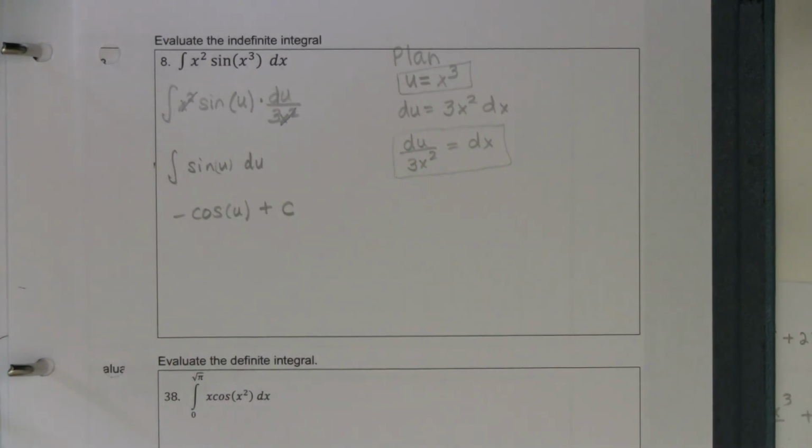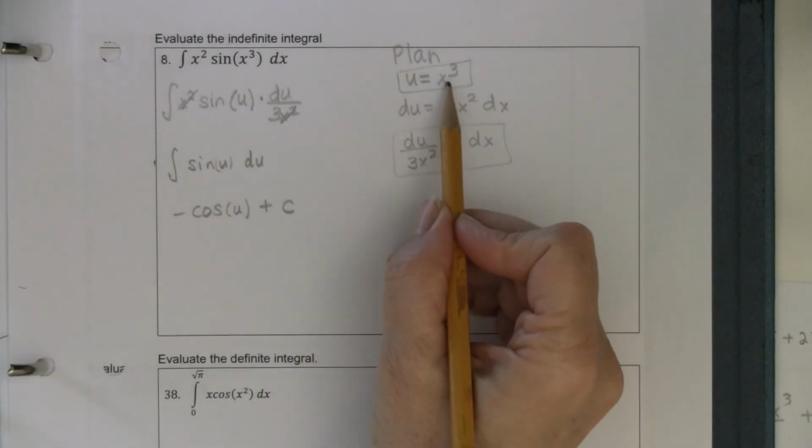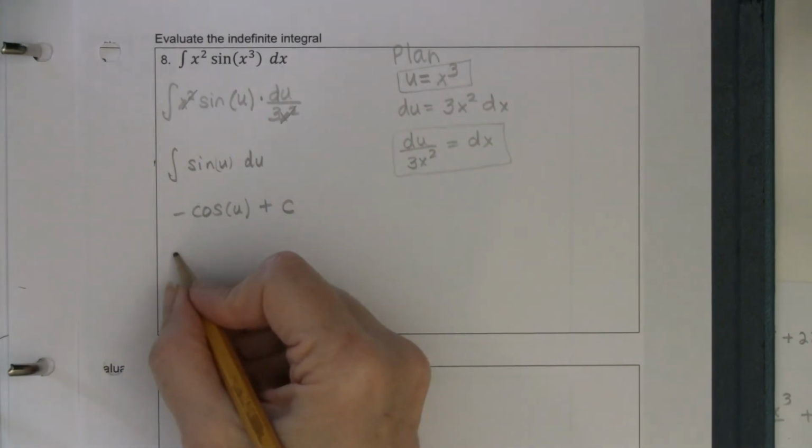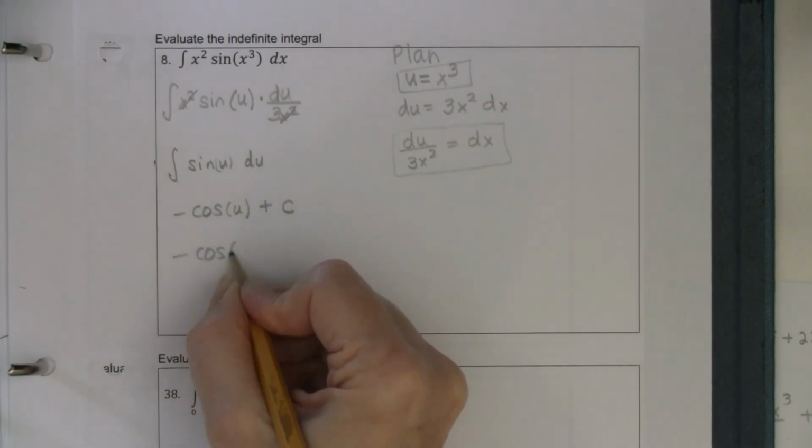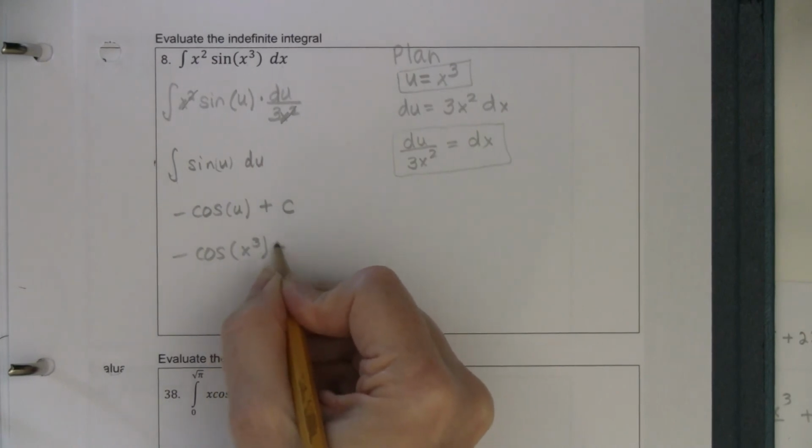So there's my integral, but again, nobody cares about u. I know it's really sad, makes me want to cry when everyone doesn't care about me, but only cares about my x. I mean, that's just awful. But I need to replace back in there. So x to the third is what u is. So this is negative cosine of x to the third plus c.